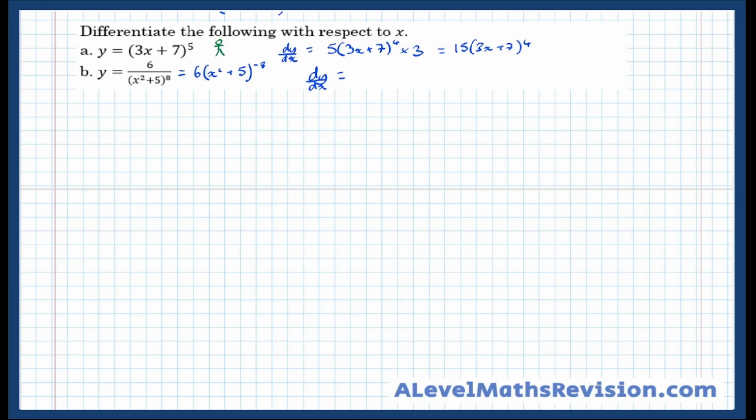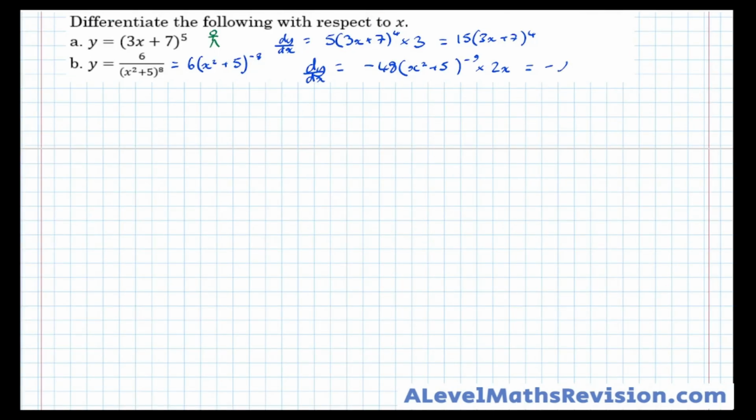So starting from outside the bracket, we see it's 6 bracket to the power of something. So in this case the power is minus 8, so 6 bracket to the minus 8. That becomes minus 48 bracket to the power of minus 9, times by the power, take 1 from the power. Then we look inside the bracket, we see it was x squared plus 5, and we want to times by that differential, times 2x, which is equal to minus 96x(x squared plus 5) to the power of minus 9. And there's that done, nice and quickly.